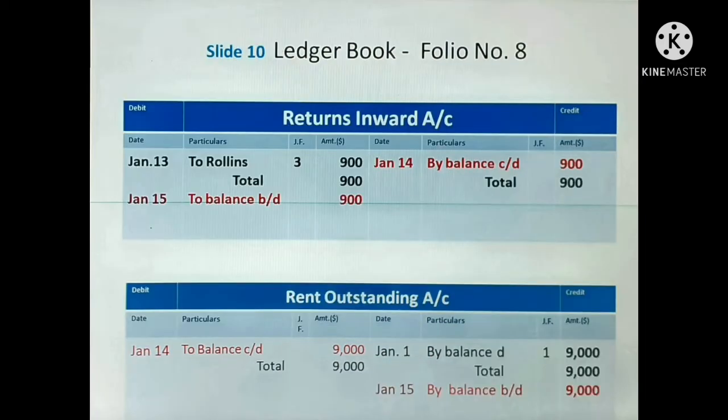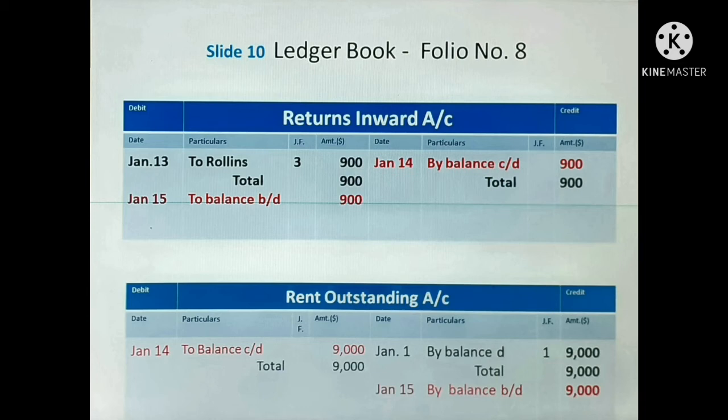Slide 10 is folio number 8 of the ledger book, the last folio. It contains returns inwards account and rent outstanding account. Returns inwards account, or sales returns account, contains only one posting in deficit, 900. So on credit side, January 14, by balance carried down 900, and deficit January 15 to balance brought down 900. Returns inwards account has a debit balance. Sales account has a credit balance, and so sales returns account should have a debit balance.